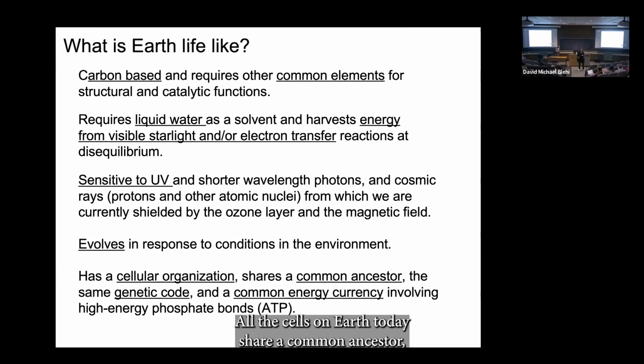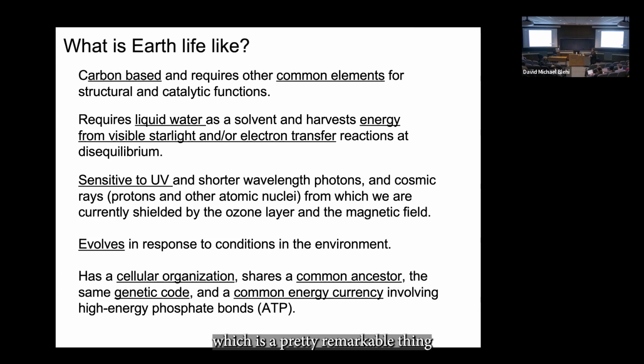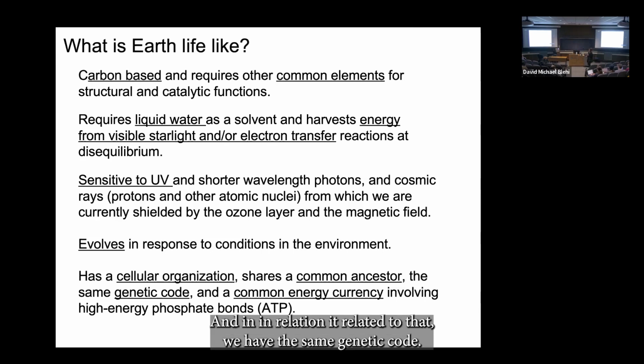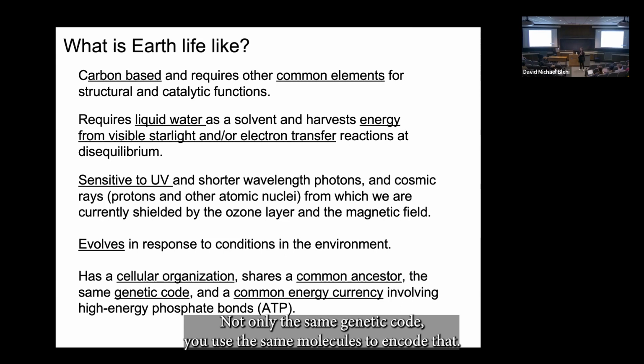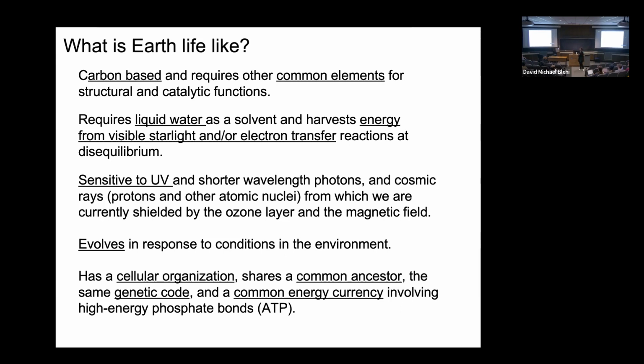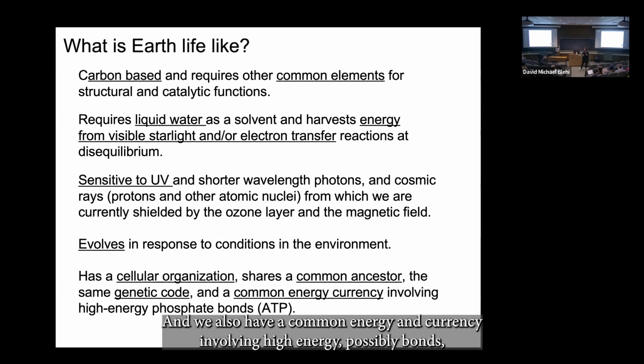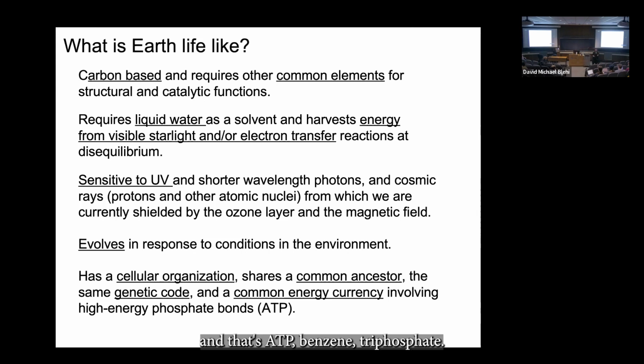All the cells on Earth today share a common ancestor, which is a pretty remarkable thing when you think about it. And related to that, we have the same genetic code. Not only the same genetic code, but we use the same molecules to encode that. We also have a common energy currency involving high energy phosphate bonds, and that's ATP, adenosine triphosphate. So that's a lot of things in common. So really cells are just cells. Largely, all these cells are the same.